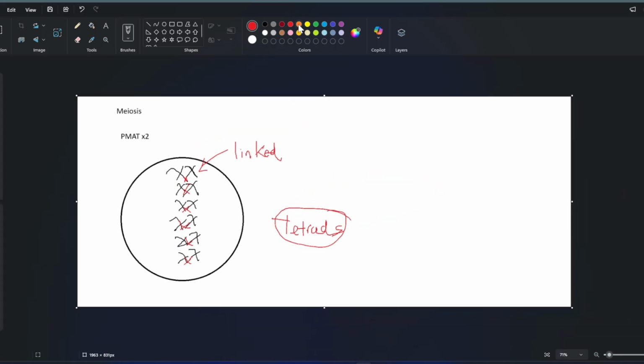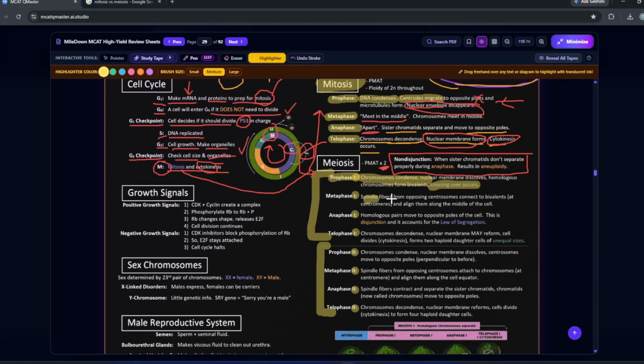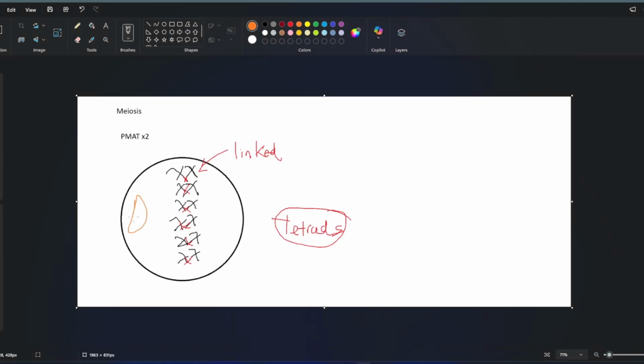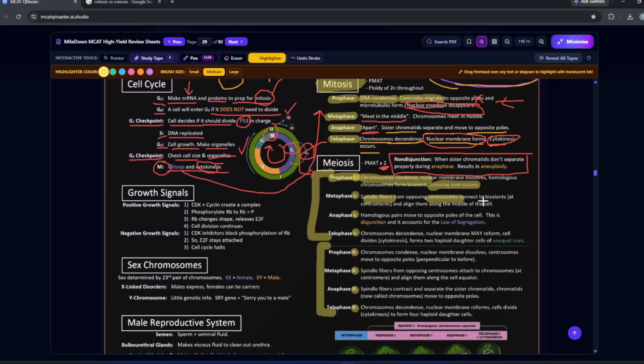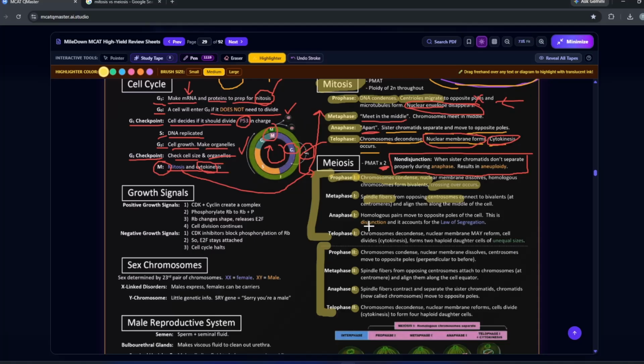And now that one happens, and then spindle fibers from opposing centrosomes, same thing about the centrosomes here. They're on opposite sides, connect by kinetochores at the centromeres, and align the chromosomes along the middle of the cell. So they're connected, and they get aligned in the middle of the cell. I already drew them in the middle. So, yep, they're connected.